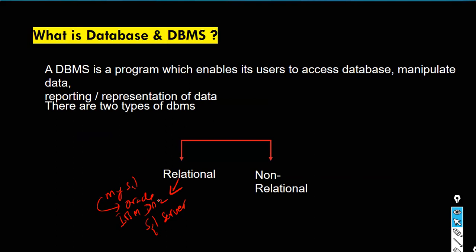And what are other databases? Likewise, a lot of other relational databases are available. What about the non-relational database? There are four types of non-relational systems. One is the document data store.